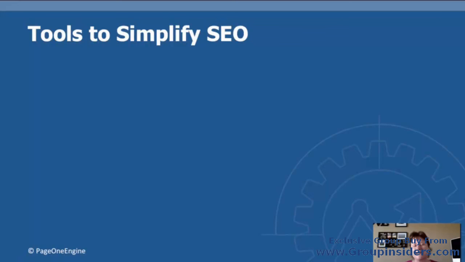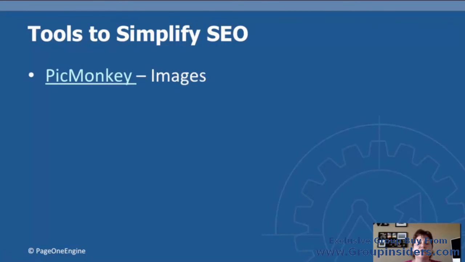So some tools that I like to talk about. I am a big fan of using as many tools as possible to simplify my world. PicMonkey is a tool that you can use for images. I was using Photoshop. You saw me use Photoshop. If you don't have Photoshop, you can use PicMonkey. It's an online tool when you're trying to create unique images, things like that.